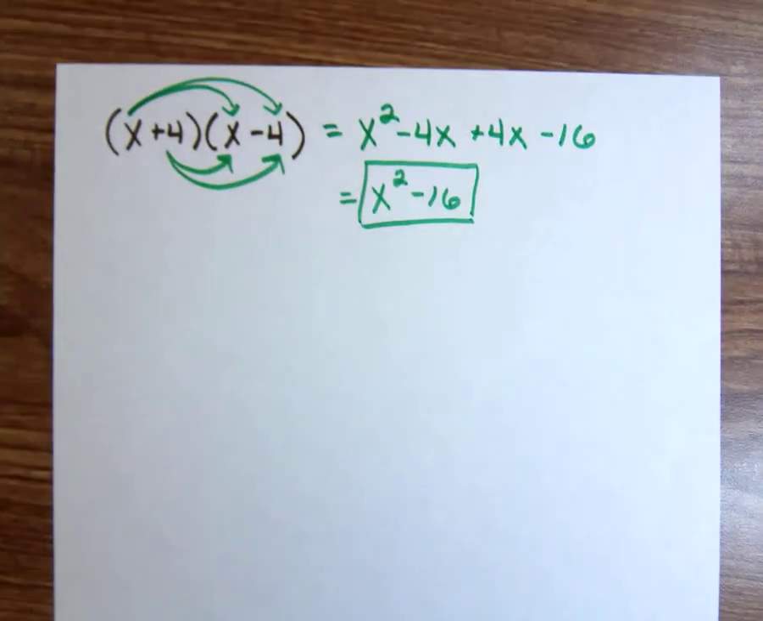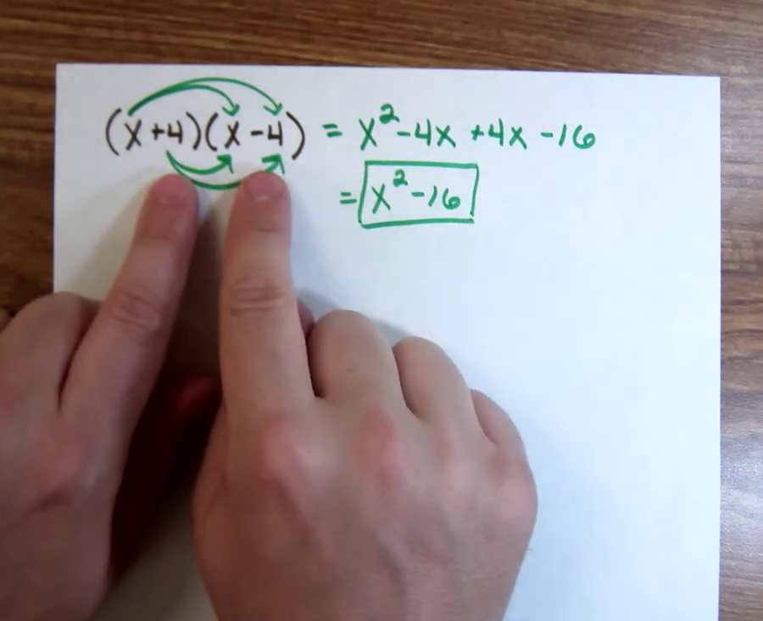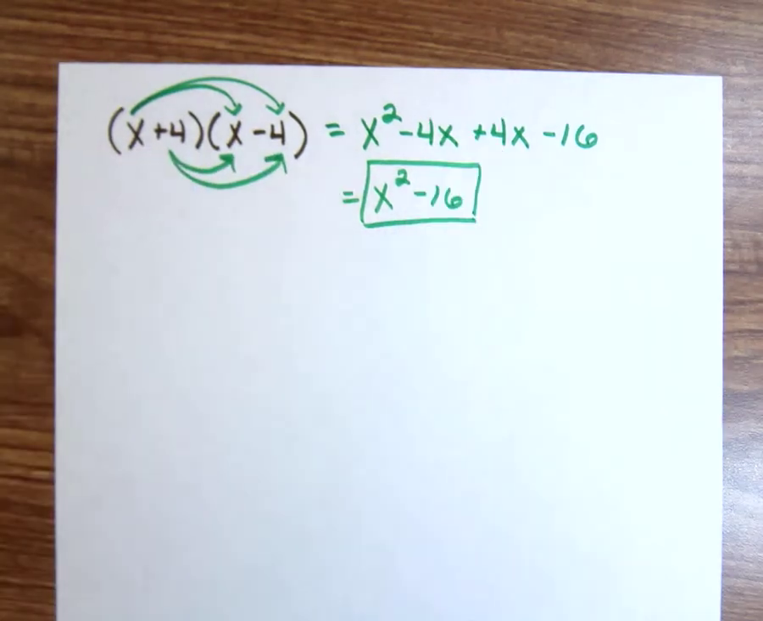The middle terms dropped completely out of this answer, and it turns out that happens every time you multiply two conjugates together. Anytime you multiply two things together that are exactly the same except one's plus and one's minus, the middle terms are always going to cancel out. They have to be exactly the same except for the sign, and the middle will cancel out.